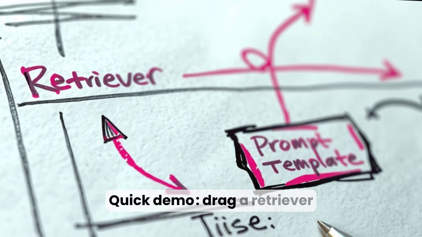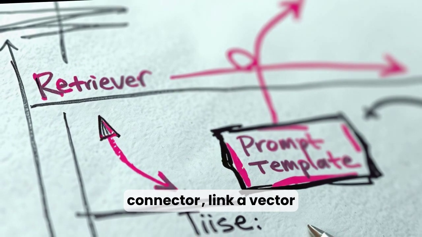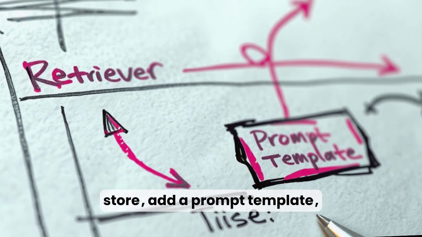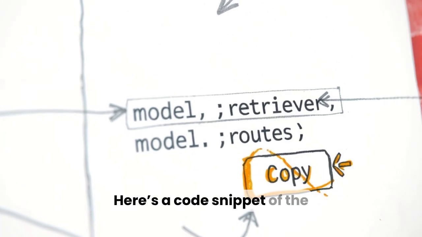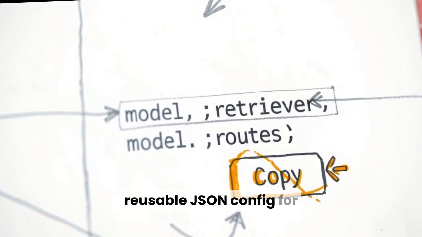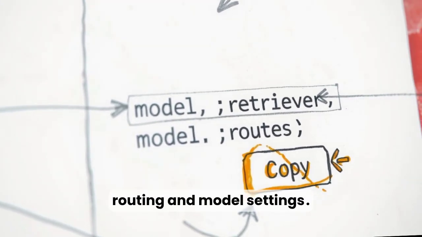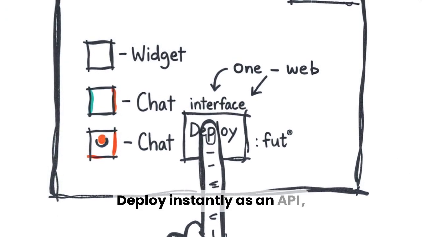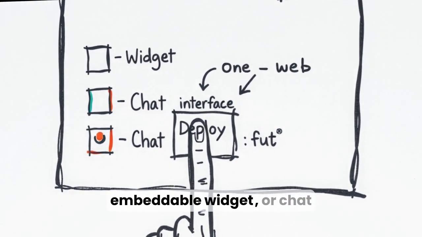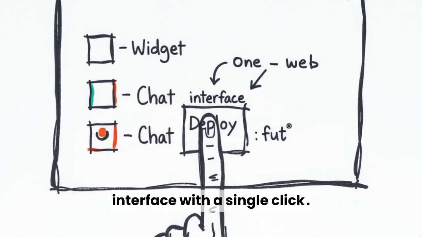Quick demo. Drag a retriever connector, link a vector store, add a prompt template, and run. Here's a code snippet of the reusable JSON config for routing and model settings. Deploy instantly as an API, embeddable widget, or chat interface with a single click.